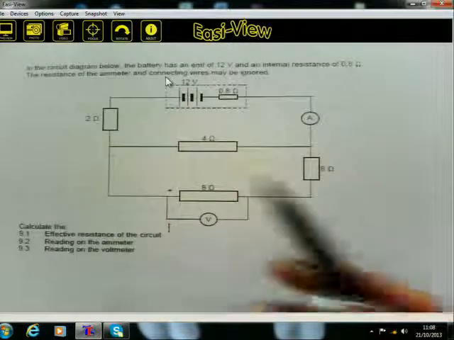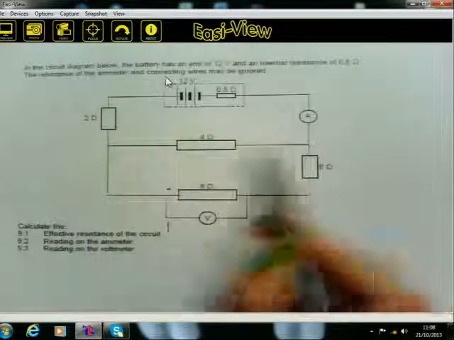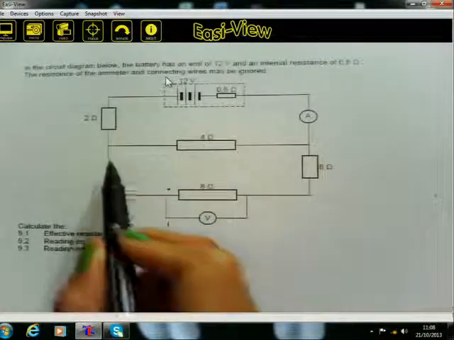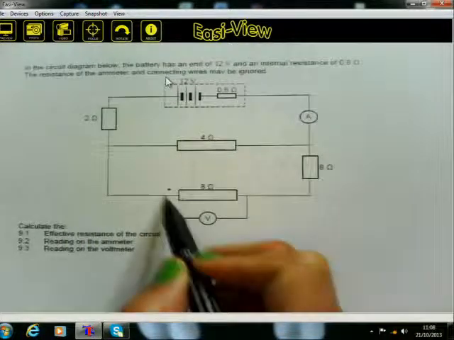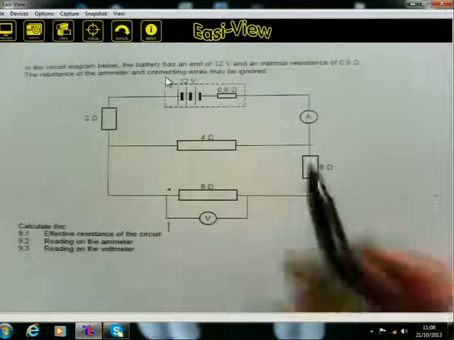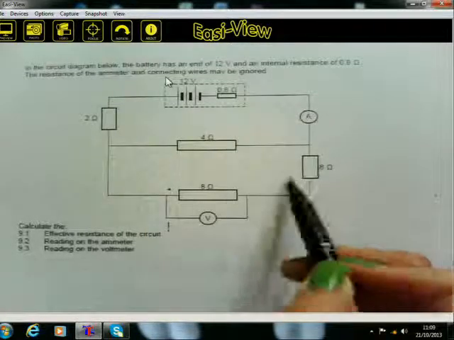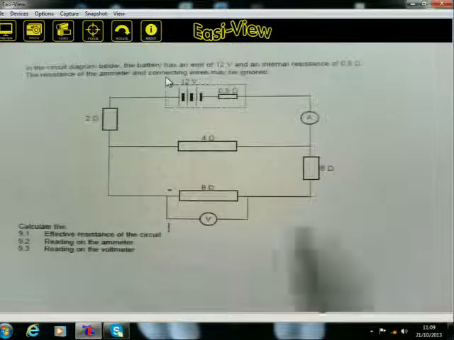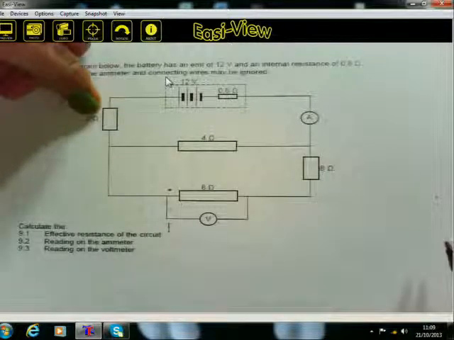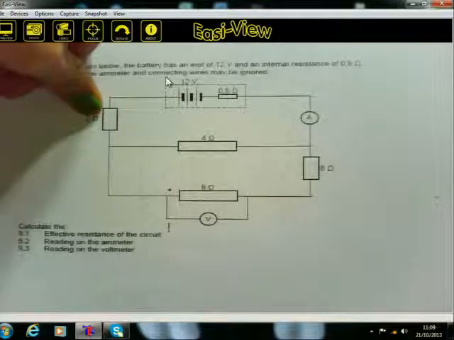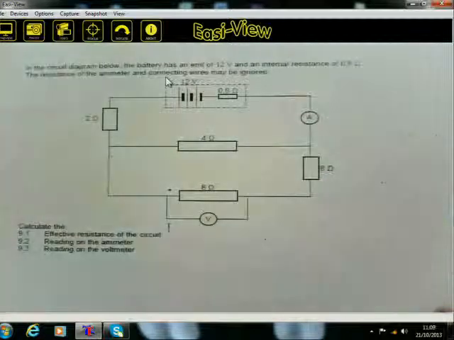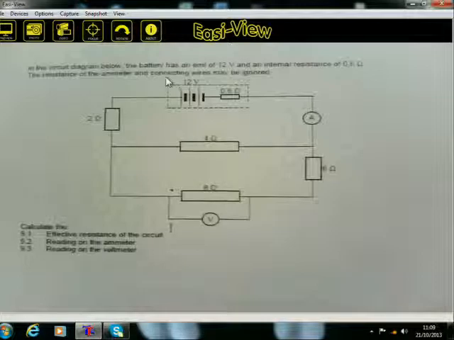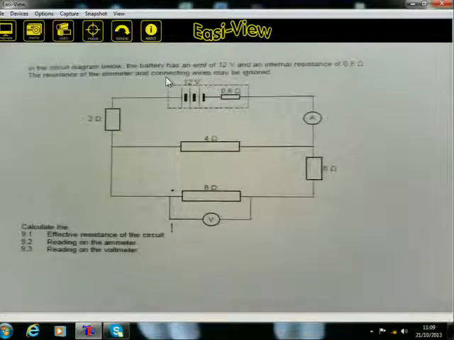Just because we have two branches in the parallel part, but the one branch, this bottom branch here, consists of two resistors that are in series to each other, but in parallel to that one. And if you see, there's another resistor up here, a 2 ohm resistor, and that's also in series with this whole parallel part. So this one has a lot of resistors, which makes it a little bit more challenging, but not if you understand all the fundamentals that we talked about earlier.